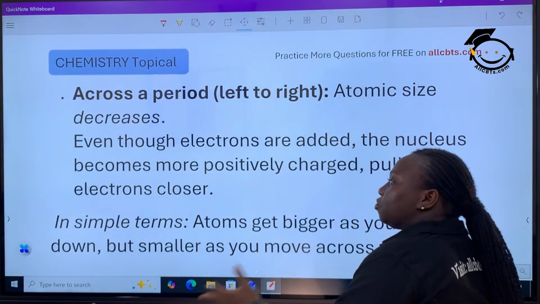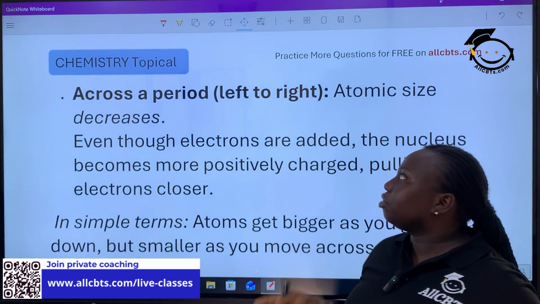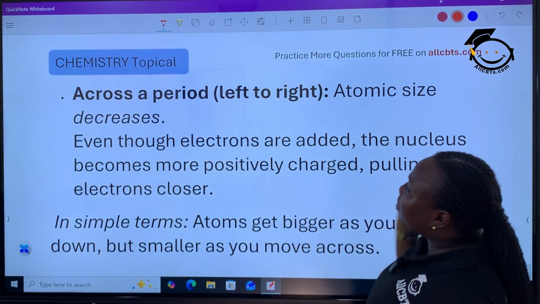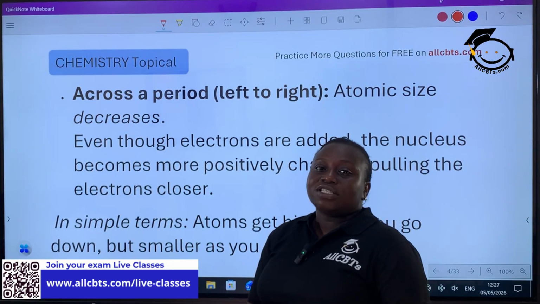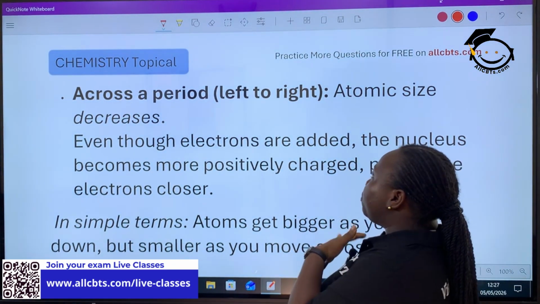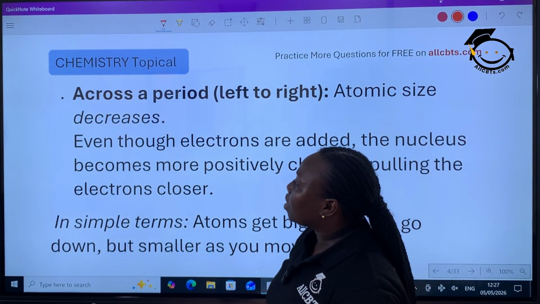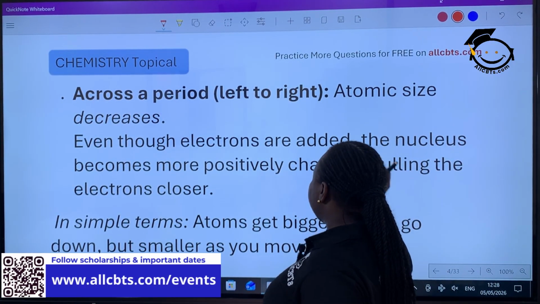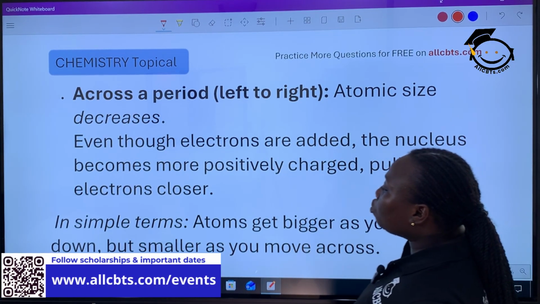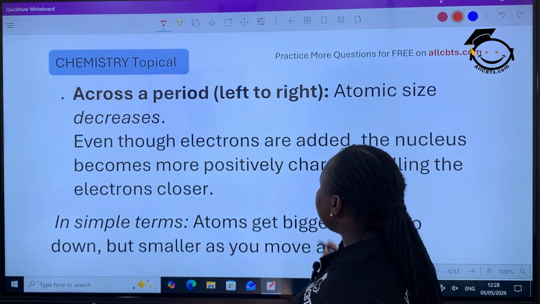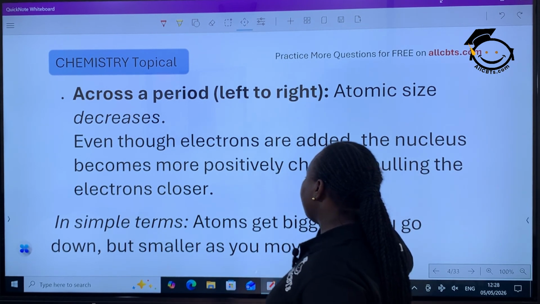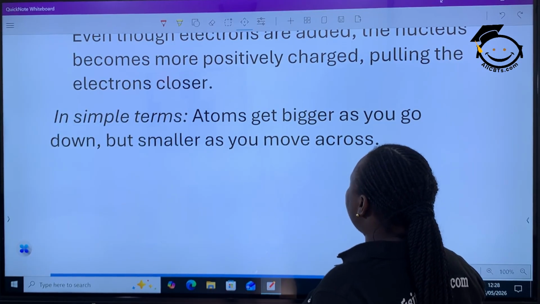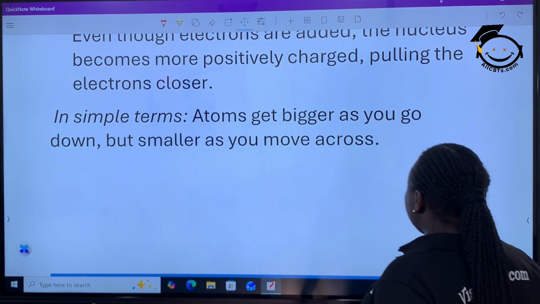Going from left to right across the period, what happens to the atomic radius? The atomic size decreases across the period. We have seen that it increases down the group, but across the period it decreases. Why? Even though electrons are added, the nucleus becomes more positively charged, pulling the electrons closer. In simple terms, atoms get bigger as you go down, but smaller as you move across. Now let us see why that happens.